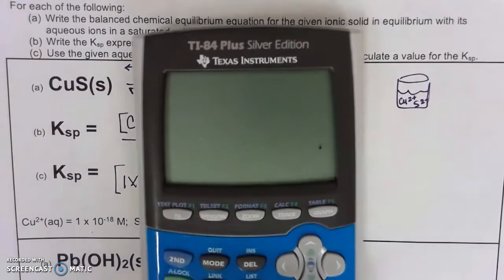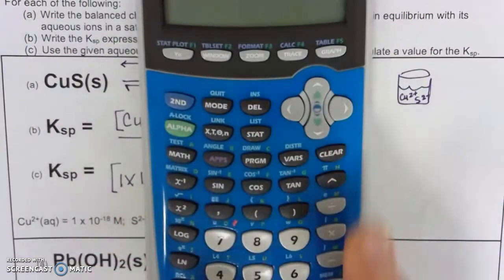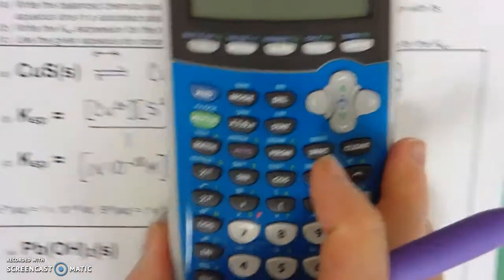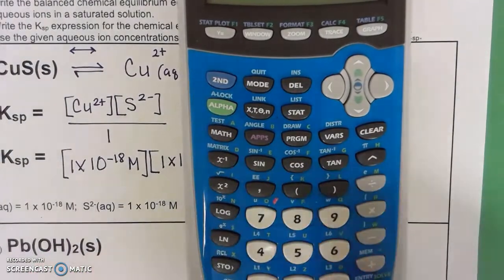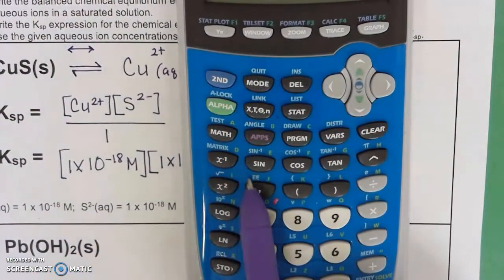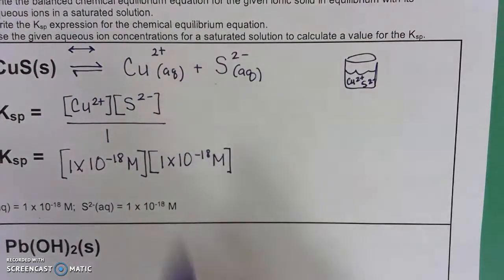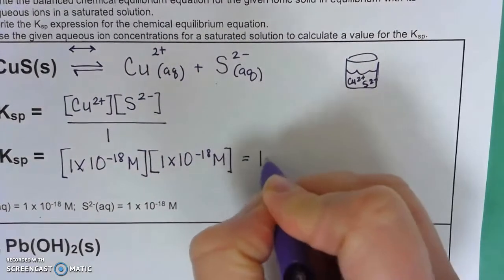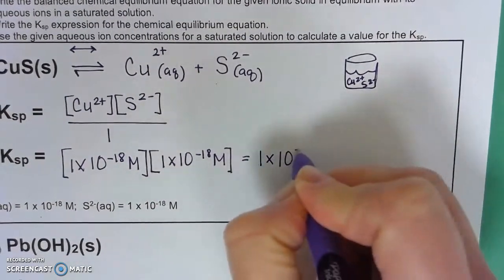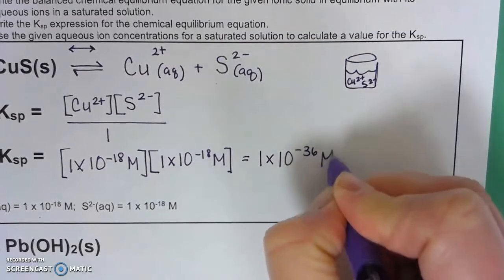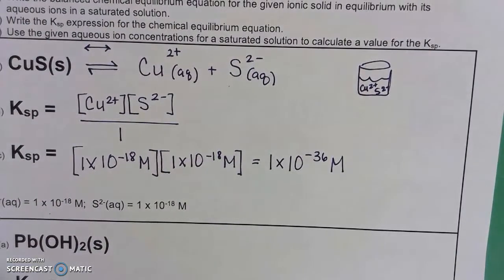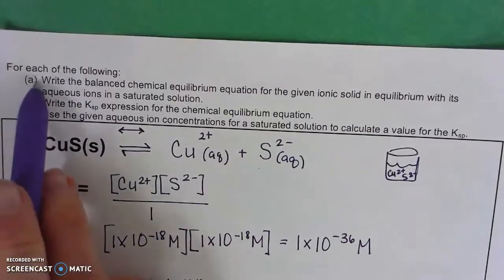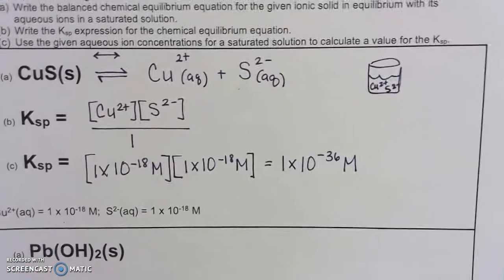You can use your scientific calculator, remembering that in order to get times 10 to the 18th, you can go second function, comma, which is the EE key. And when you multiply those, you get an answer of 1 times 10 to the -36, and the unit is molarity, concentration. So we've completed A, B, and C for that first problem.